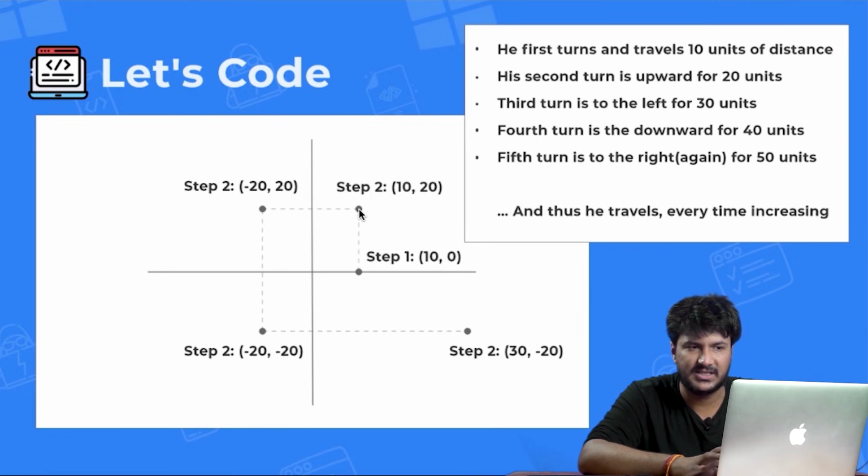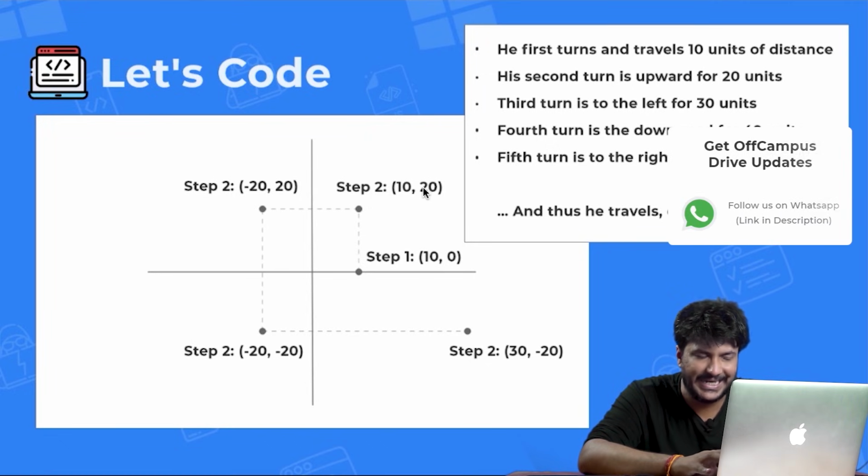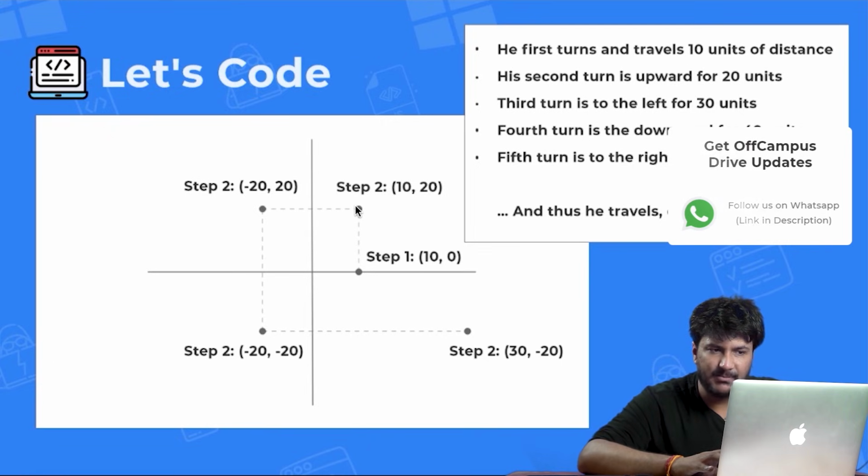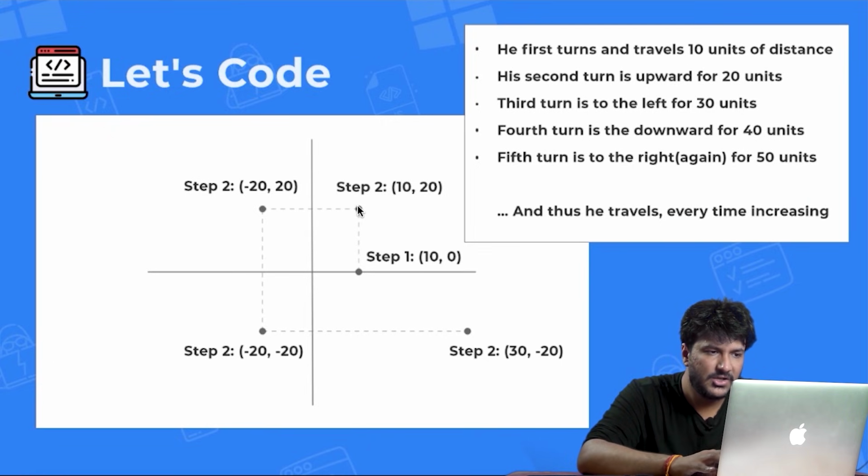So again, what will happen this time? The y value will remain the same, that is 20. The x value will get decremented by 30. Right, so again, 10 minus 30 is minus 20. So he will be here.